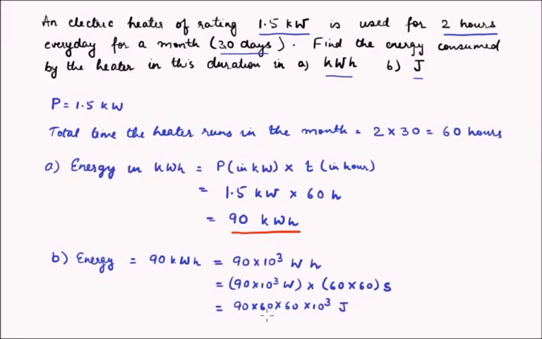joule. Now there are 1, 2, 3 and 3, that is 10 to the power 6, and 9 times 36 is 324 into 10 to the power 6 joule. So this is the equivalent energy spent in terms of joule over the month by the electric heater.